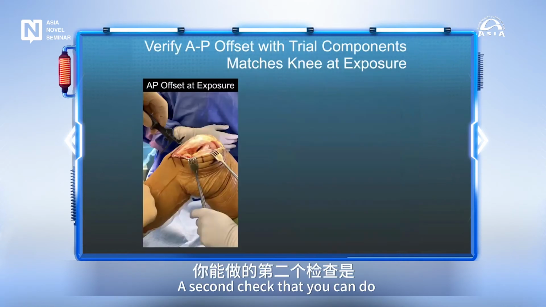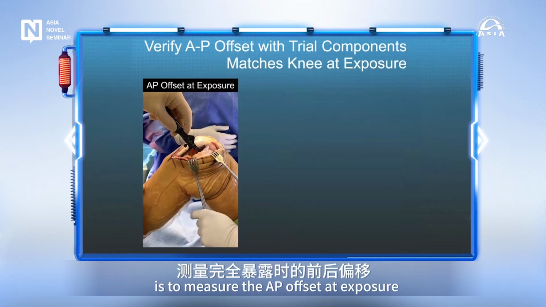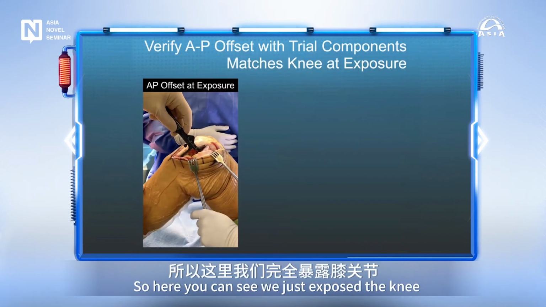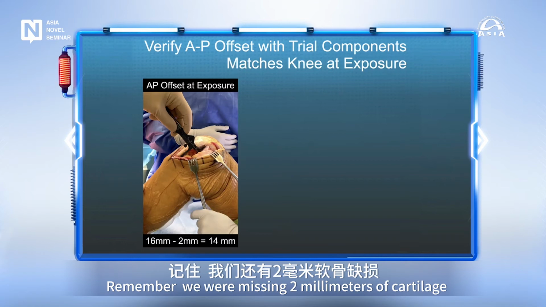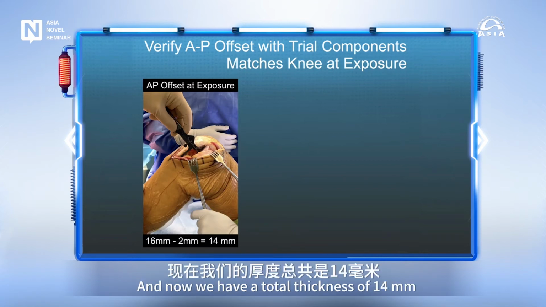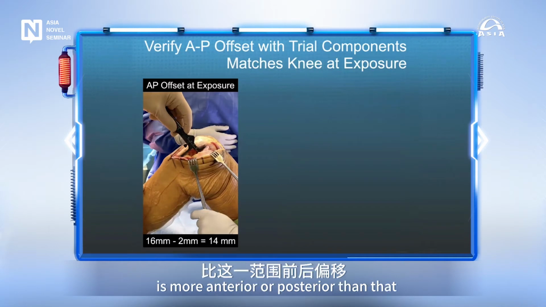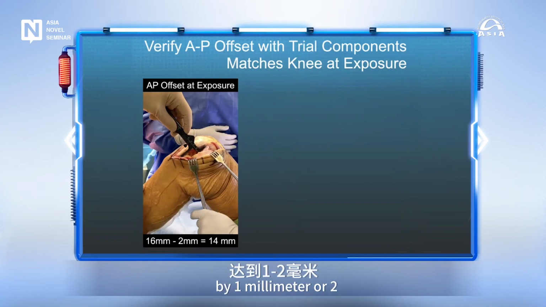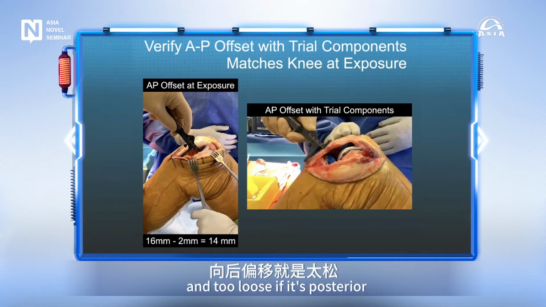A second check that you can do when you have a low conforming medial compartment is to measure the AP offset at exposure. So here you can see we just exposed the knee. We've measured the distance. It's 16 millimeters. Remember, we were missing 2 millimeters of cartilage because it was a varus deformity. And now we have a total thickness of 14 millimeters. If the tibia with trial components is more anterior or posterior than that by 1 millimeter or 2, then it's either too tight if it's anterior and too loose if it's posterior.